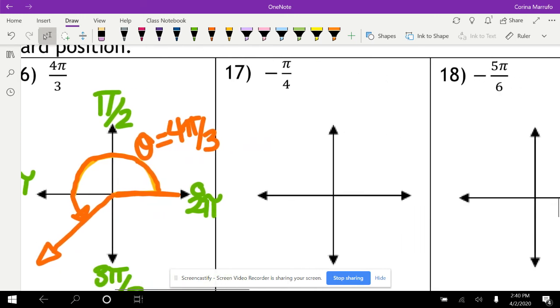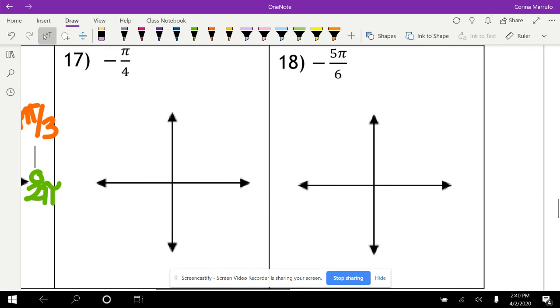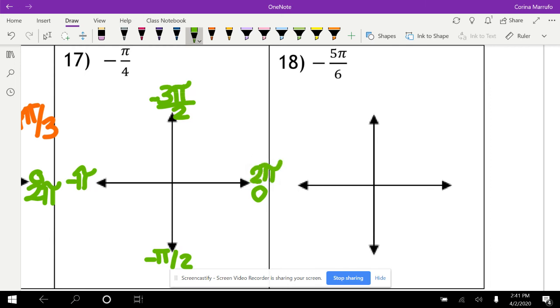All right, the next one, this one is negative pi over 4. So because it's negative, we're going to have to go in the negative direction when we're labeling our axes. So this is going to be 0. This is going to be negative pi over 2. This is going to be negative pi. And then this is negative 3 pi over 2. And then once you come in a full circle, that would be 2 pi.